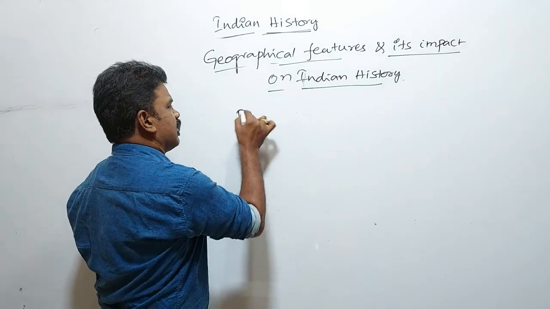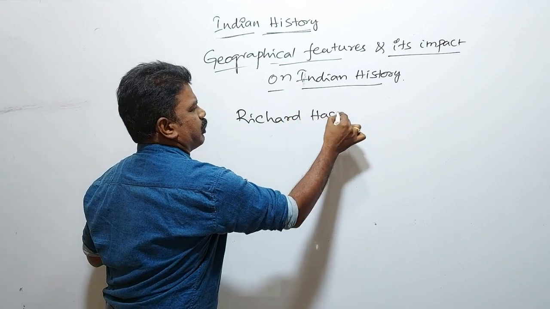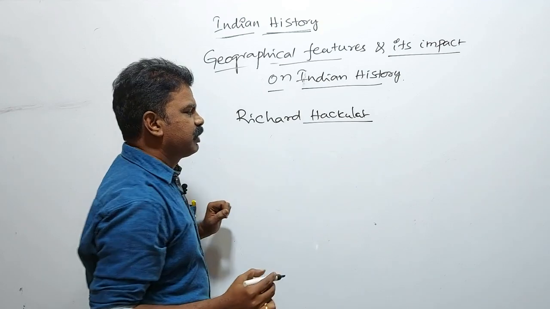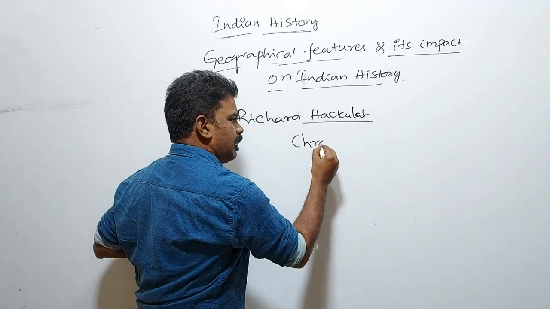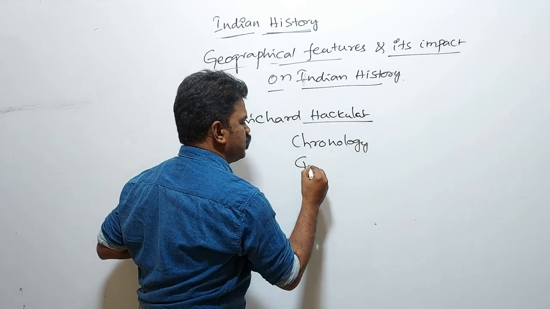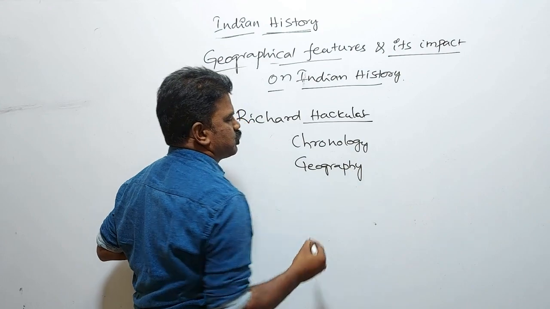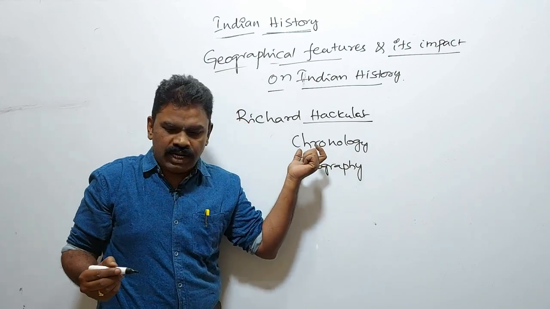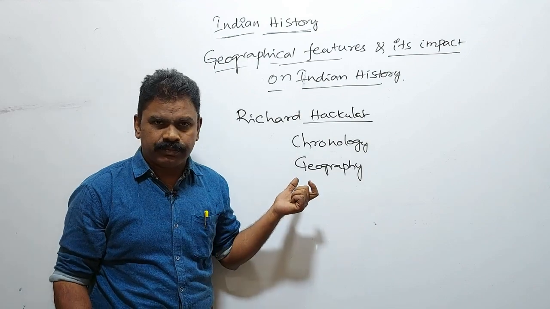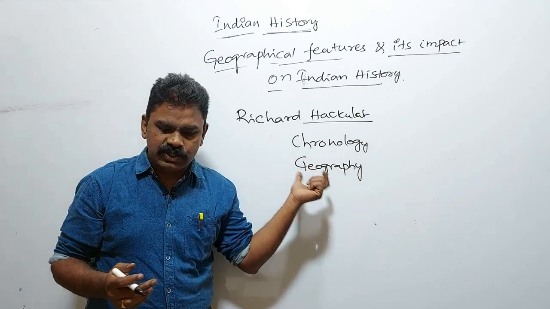According to Richard Hakluyt, he said that chronology and geography are the two eyes of history. So one should understand the chronology and one should understand the geography. Then only can you understand Indian history clearly.